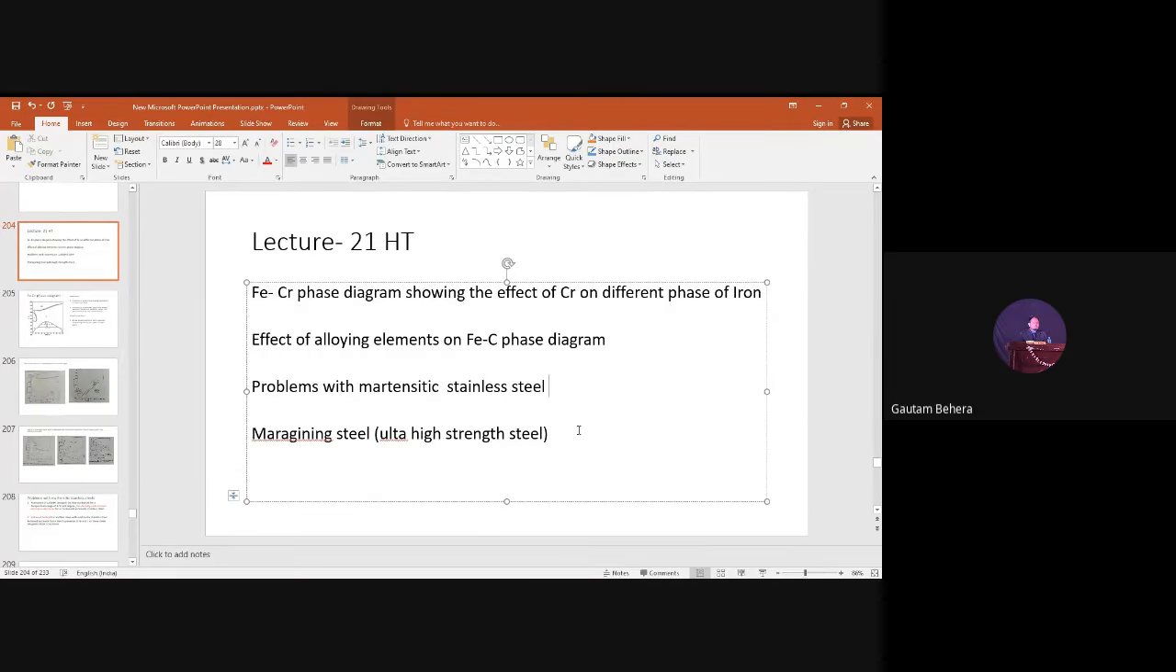And in the previous lecture, we discussed the problems associated with the austenitic stainless steels. If you remember the different problems. And also we have discussed the problems associated with the stainless steel containing some chromium, right? Then finally, we'll discuss Maraging steel, which is basically an ultra high strength steel. This is one of the important steels we have. It found applications in aircraft and defense applications also.